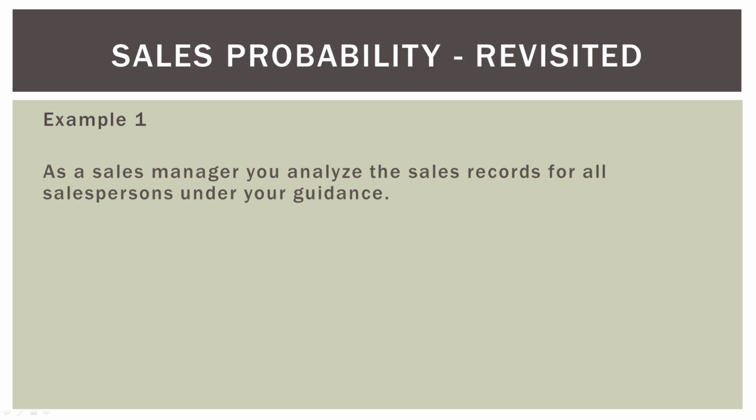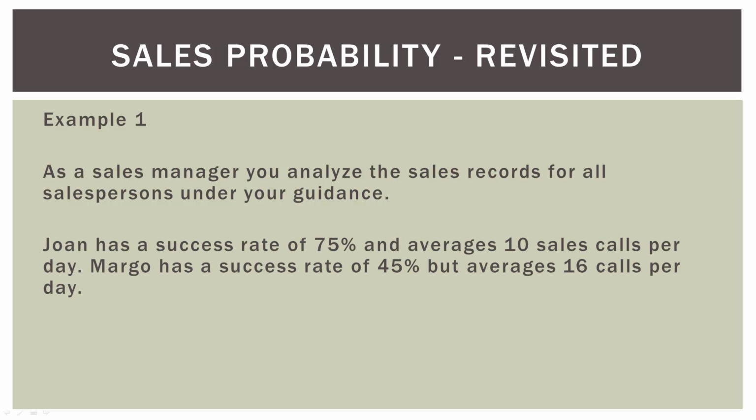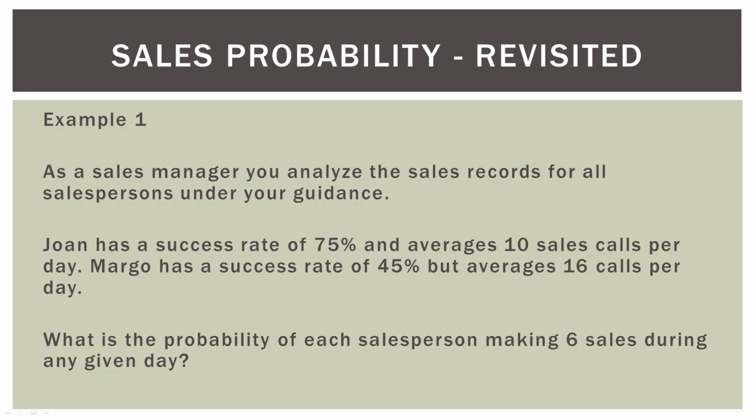Let's go ahead and look at our first example, and then we're done. So here's our original problem. Remember, we have 2 salespersons. We have Joan and Margot. Joan has a success rate of 75% and averages 10 calls per day. So that's our trials, 10 trials. Margot has a success rate of 45%, but averages 16 calls per day. So those are our success rate and our number of trials. And we're interested in the probability of 6 sales.